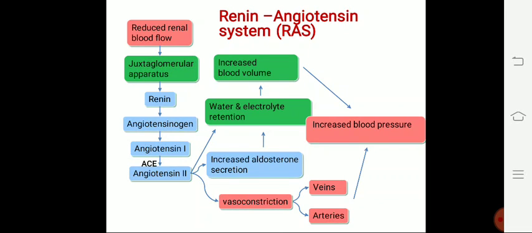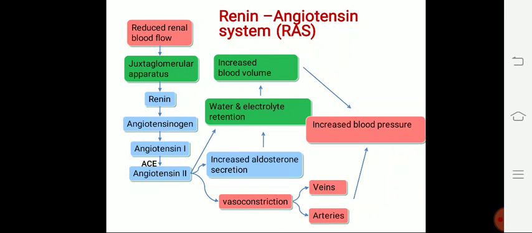Indirectly, it secretes the aldosterone from the adrenal cortex. Third one is the water and electrolyte retention. When there is vasoconstriction in the arteries and the veins, it causes an increase in the blood pressure. Angiotensin 2 indirectly stimulates the adrenal cortex. When the adrenal cortex is stimulated, it secretes the aldosterone. When the aldosterone is secreted, it causes the retention of the salt and the water.